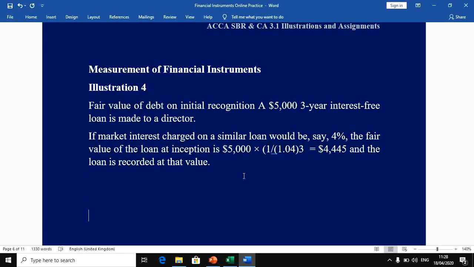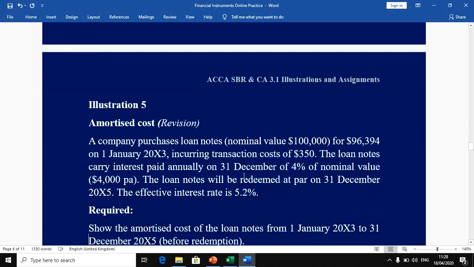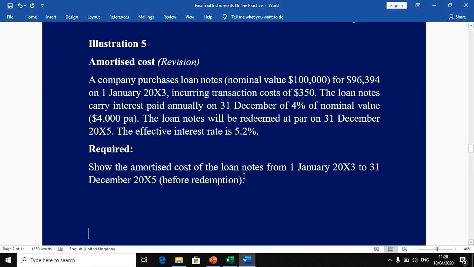All right, let us go to another illustration which deals with amortized cost, and this is revision from your previous class. Amortized costs required. Show the amortized cost of the loan notes. I went straight, of course, to the question there. We're told a company purchases loan notes, nominal value 100,000. The purchase price is 96,394 on 1st January X3, incurring transaction costs of 350. The loan notes carry interest paid annually of 4% of nominal value, meaning that if you apply the 4% on the 100,000, you'll be getting 4,000.